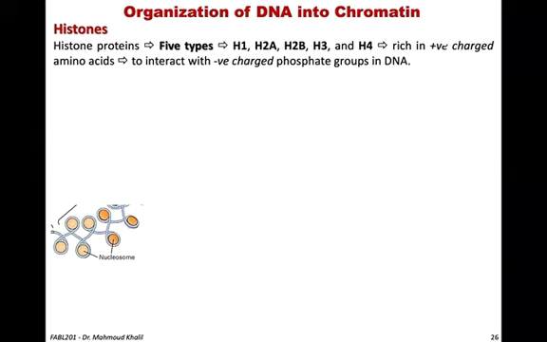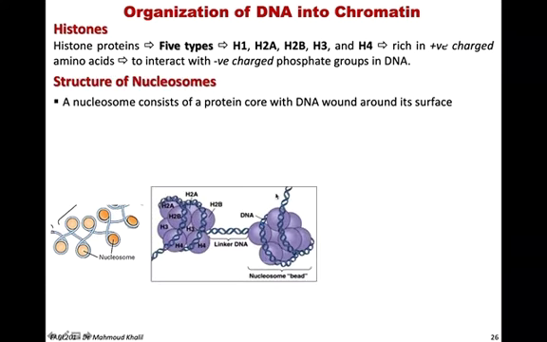Looking into histone protein, you have 5 types of histones: H1, H2A, H2B, H3, and H4. They are all rich in positively charged amino acids. And it is important to be positively charged because, as I said before, the phosphate groups in the DNA are negatively charged. So this is needed for the binding of the histone to the DNA. So you can see the structure of histone, that the DNA is wrapped around the histone to form the nucleosome, as we saw before in the beads on the string.